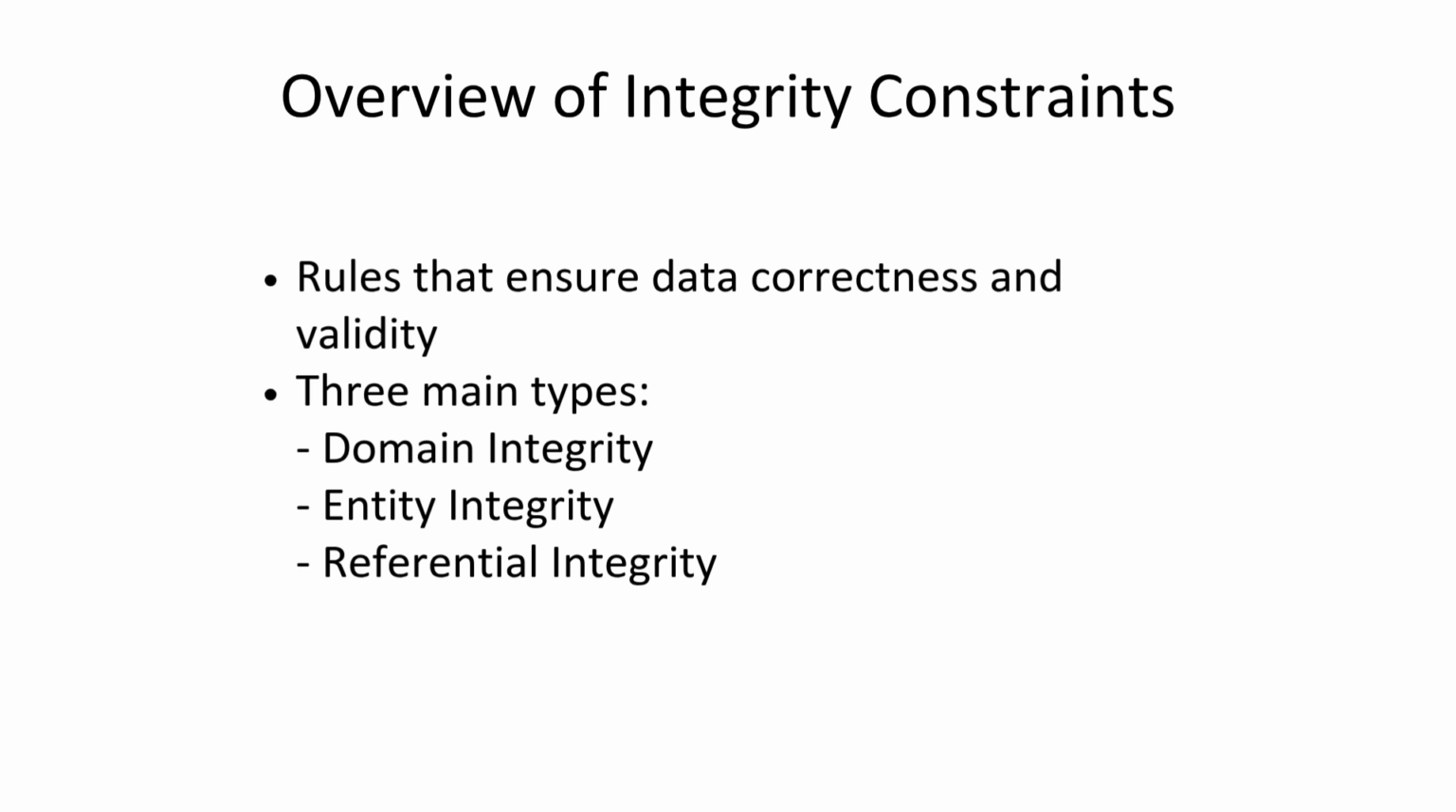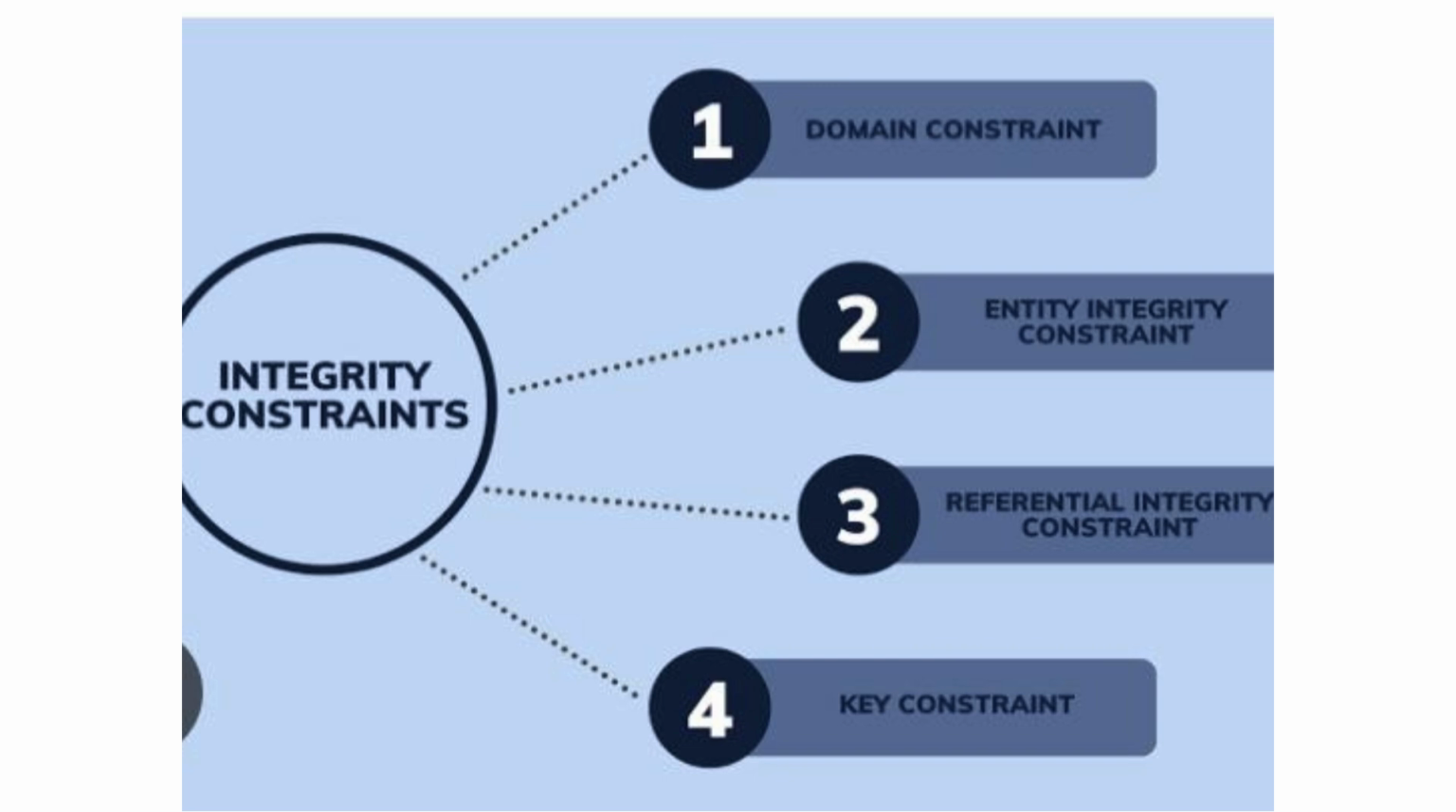Overview of integrity constraints. Integrity constraints are rules that ensure the validity and consistency of data in a database. There are three key types of constraints: domain integrity, entity integrity, and referential integrity. Domain integrity ensures values are within the allowed set. Entity integrity ensures each row is unique and identifiable. Referential integrity ensures foreign keys match existing primary keys. These rules help protect data from errors and ensure accuracy throughout the system.